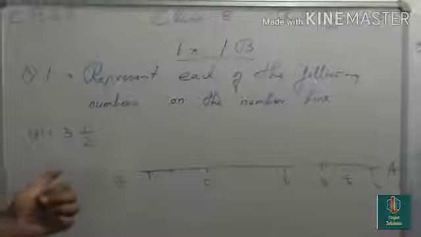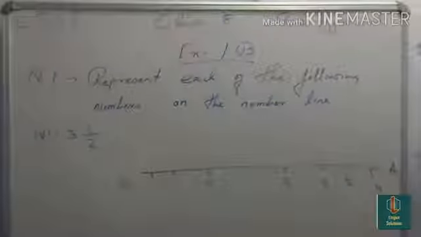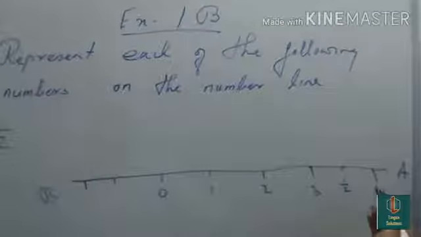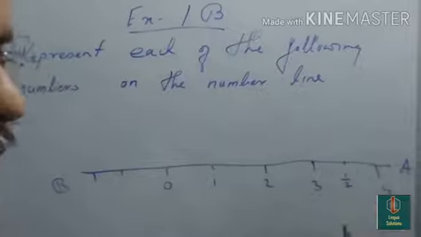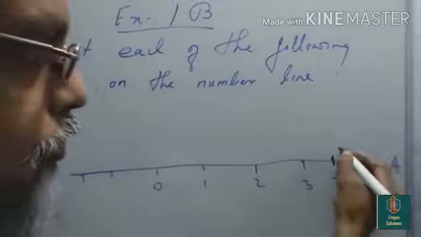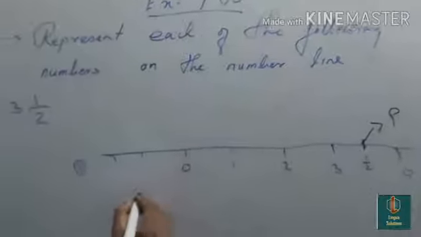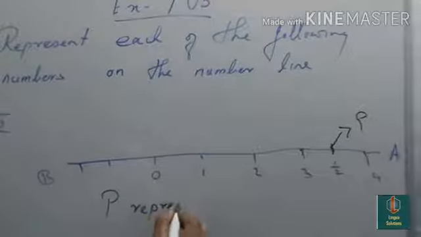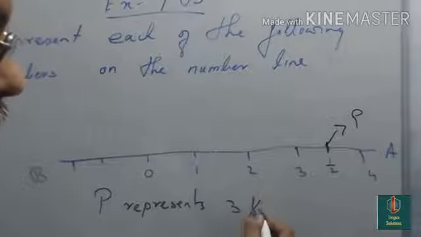Now our question is 3 1 by 2. So 3 is a whole number. 3 is here. Now we have to show 1 by 2. That is in between 3 and 4, which is here. We will mark it as P. So P represents 3 1 by 2.